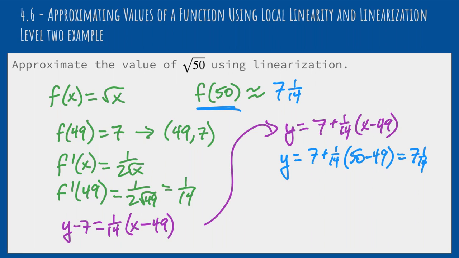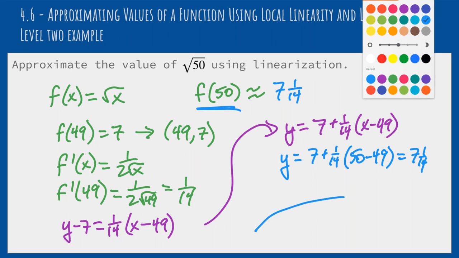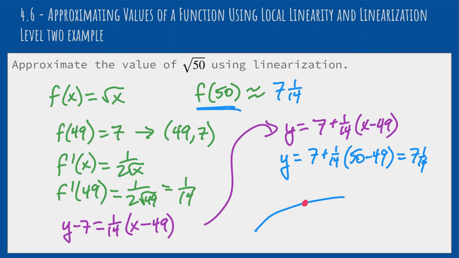I do want to just check to make sure that our answer makes sense here. So first of all, let's think about whether that should be an over approximation or under approximation. I drew the square root function earlier, and if you can picture that in your head, the square root function is concave down. Which means that the tangent line at any point is going to be above the square root function. And so this right here is going to be an over approximation.